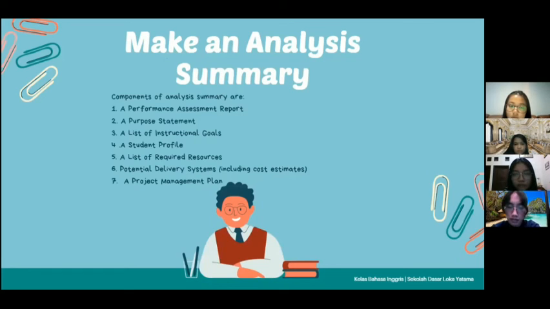So now we have finally come to the analysis summary. There are seven components of the analysis summary. First, a performance assessment report. The second is a purpose statement. The third is a list of instructional goals. The fourth is a student profile. Fifth is a list of required resources. Sixth is potential delivery systems, including cost estimates. And the last is a project management plan.